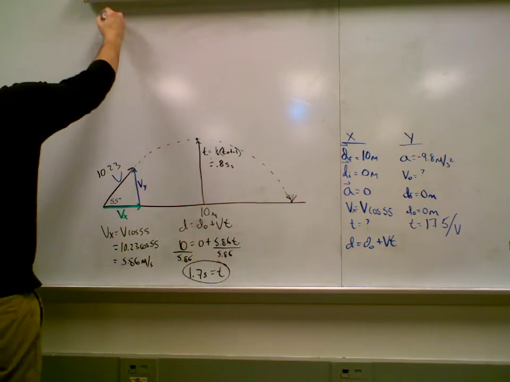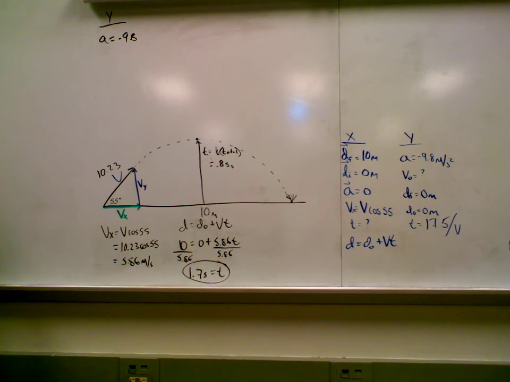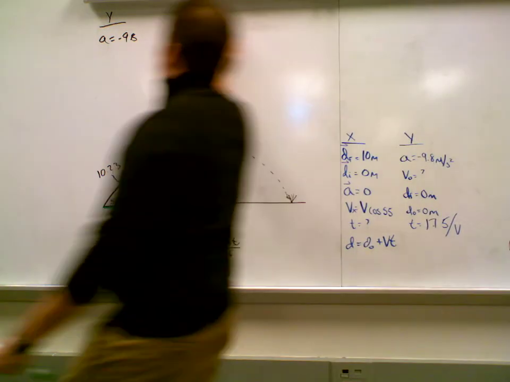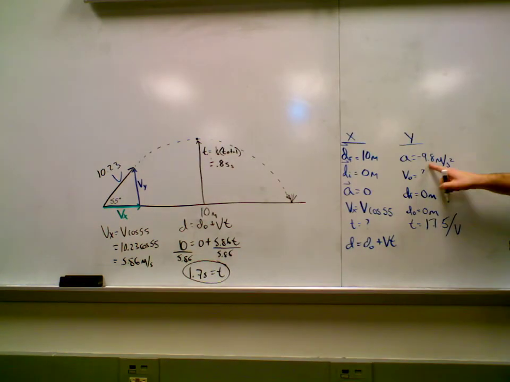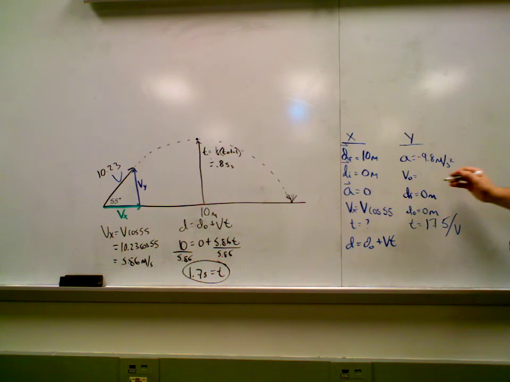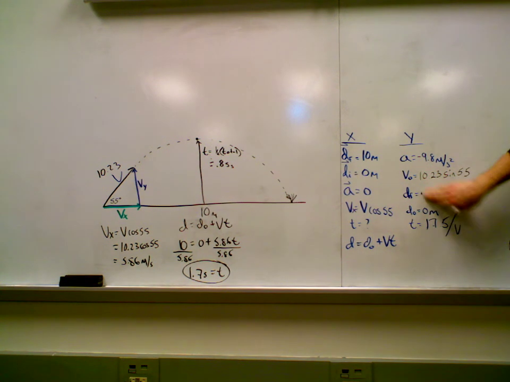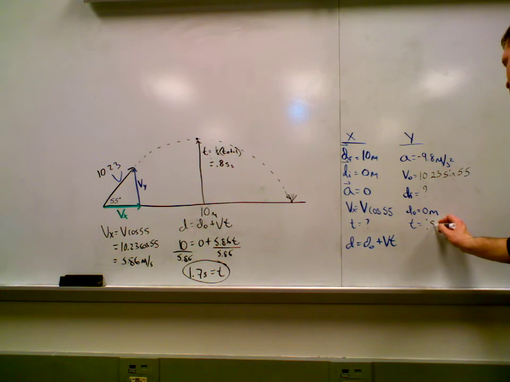So we're in the y direction. We know acceleration is negative 9.8 meters per second squared. Oh, we have the list over there. What am I doing? So we're in the y direction. We know acceleration is negative 9.8. We know v naught, it's no longer a question mark. It's going to be 10.23 times the sine of the angle. D final is what we don't know. And our time is half the total time, which is 0.85. Does anybody know what 10.23 times sine of 55 is?